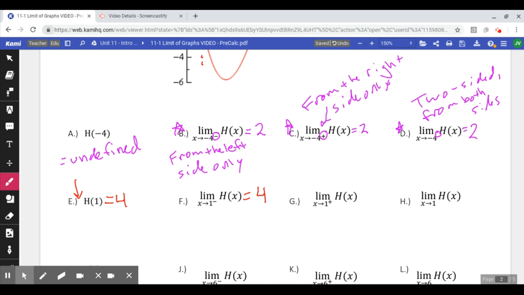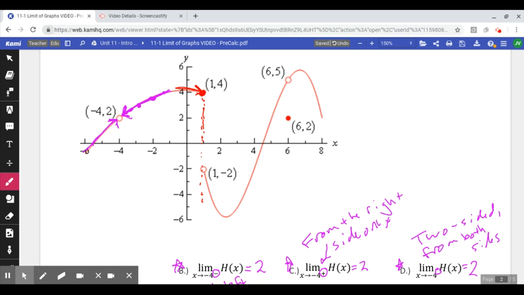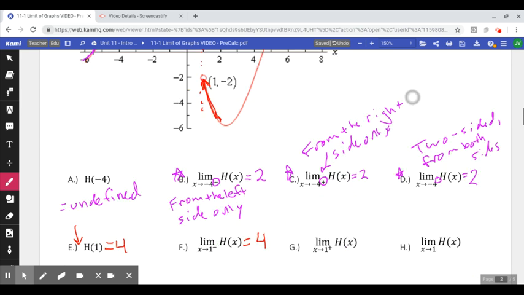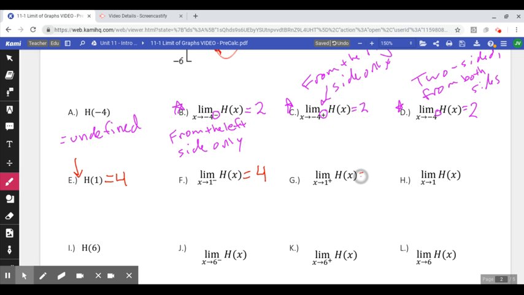For part G, we're approaching 1 from the right. So now I'm coming from the right, or larger values than 1, and I'm approaching or getting close to 1. And I can see that the y value, as I get closer and closer and closer to an x value of 1, gets closer and closer and closer, or approaches, -2.